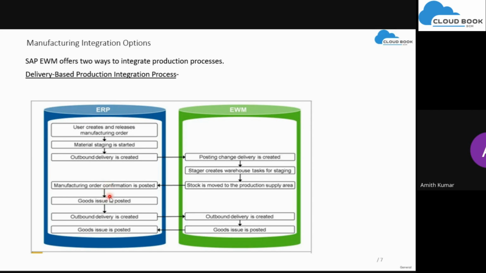But now this goods issue is posted in ERP, but what about EWM? In EWM also we need to post the consumption, because the stock is lying in your PSA. So the consumption should also happen in EWM. So how will that consumption happen?